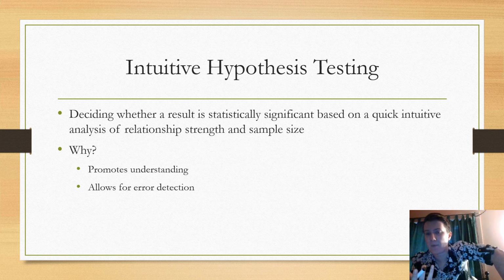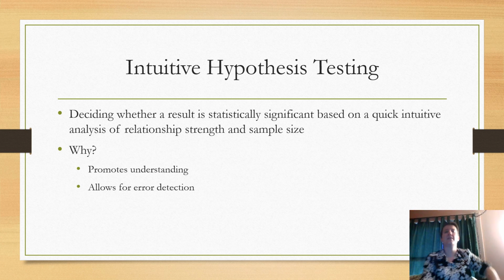So with intuitive hypothesis testing, it's like quick and dirty hypothesis testing. We don't get p-values from it. We're not really calculating the inferentials here, it's just at the surface, is it significant or not? We do this by analyzing the relationship strength and the sample size. So why do we do this? Well, it helps us understand hypothesis testing a bit. It helps us understand effect size and the importance of a larger sample.